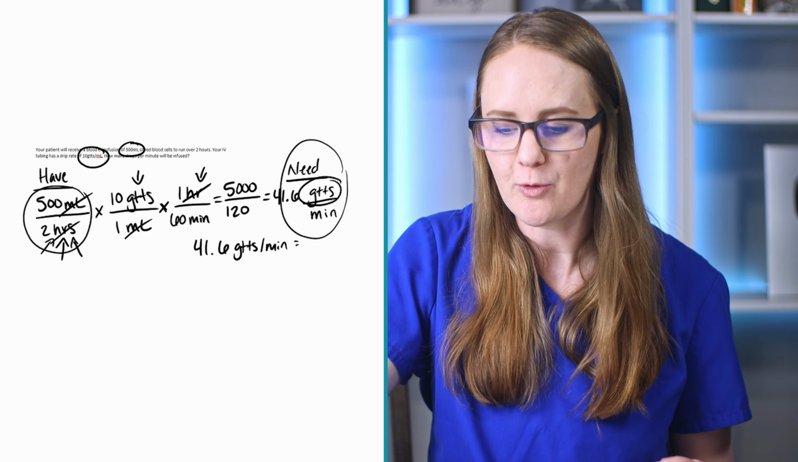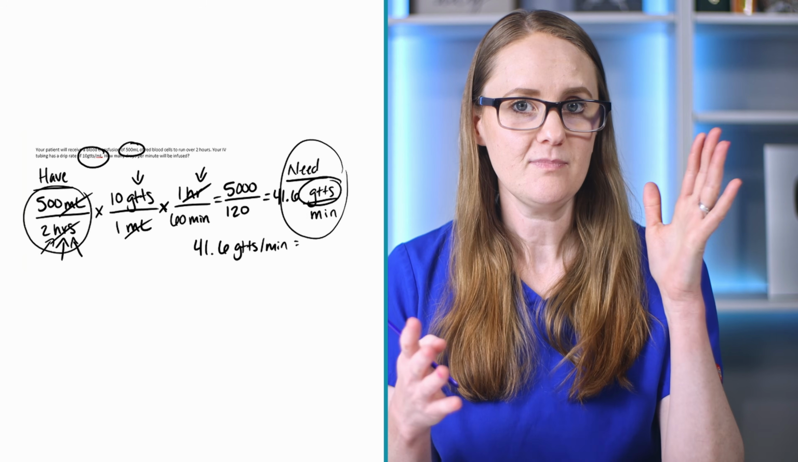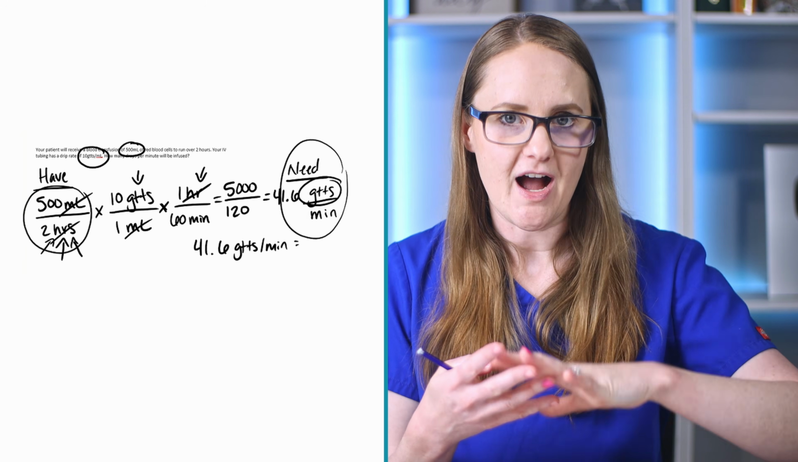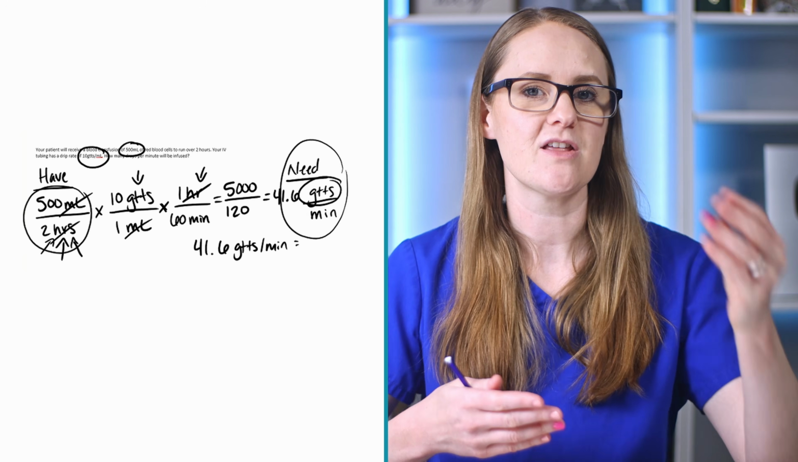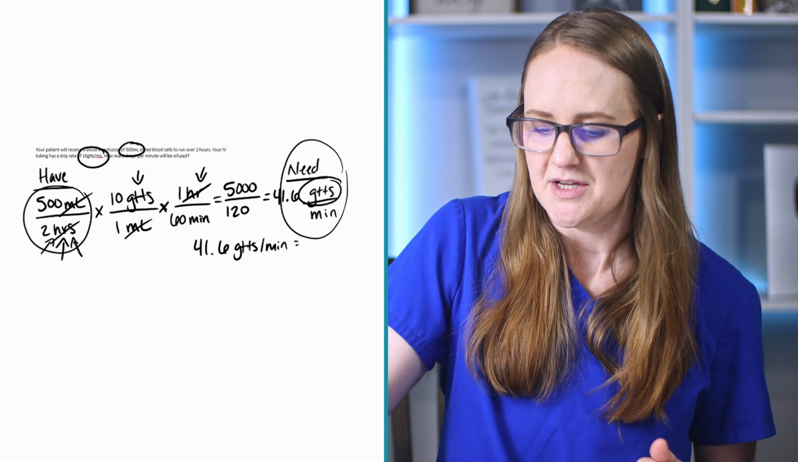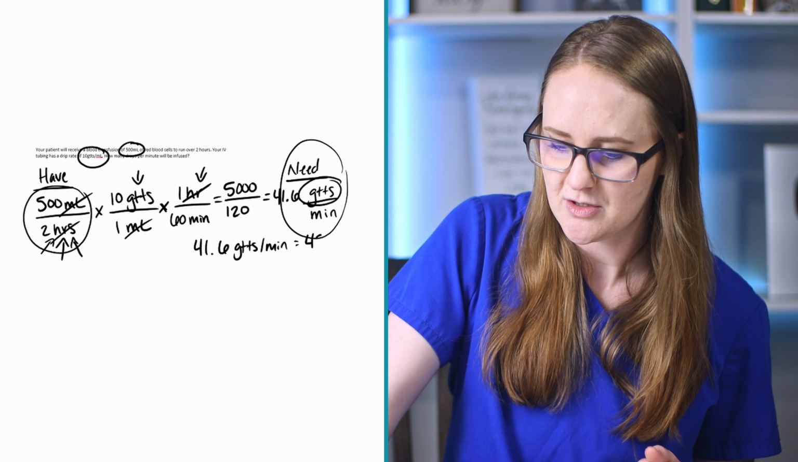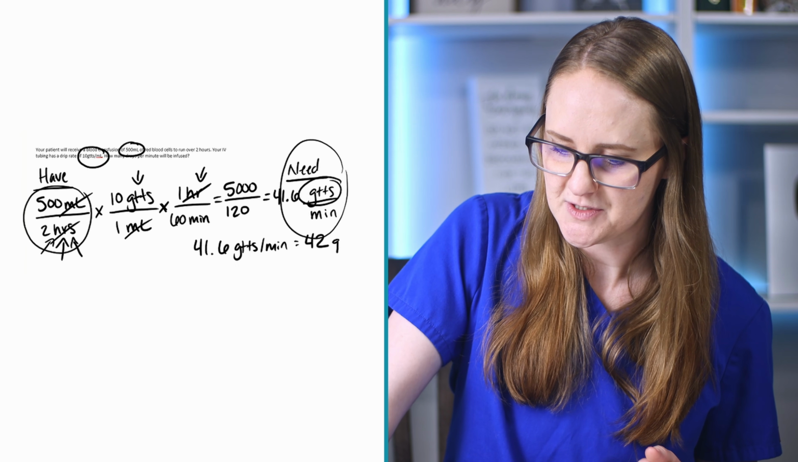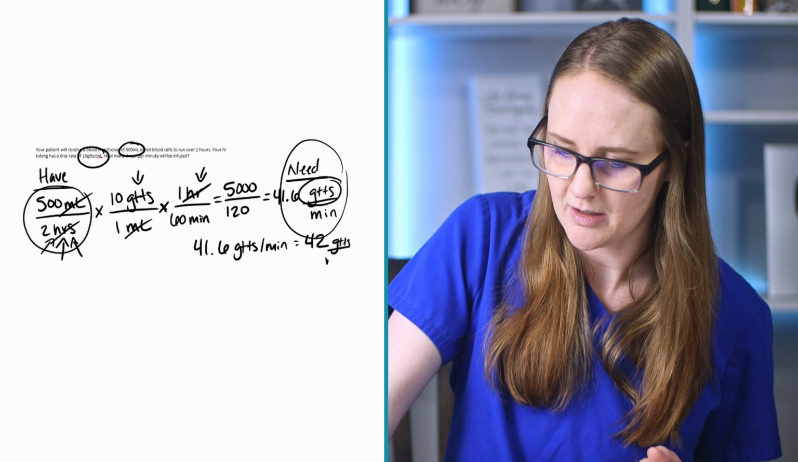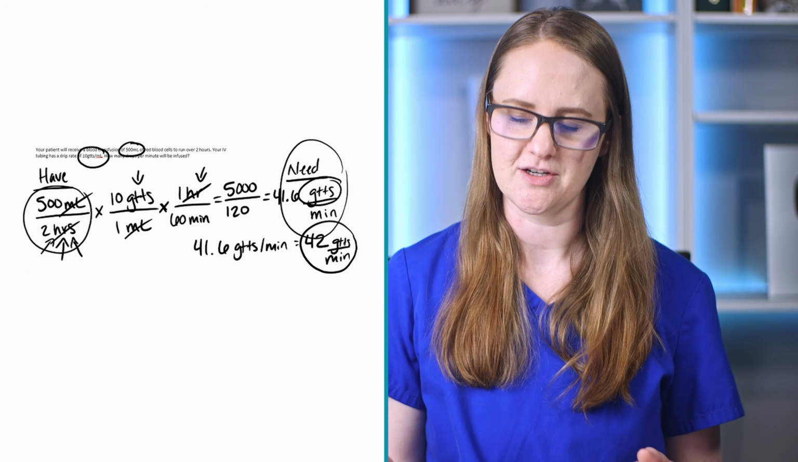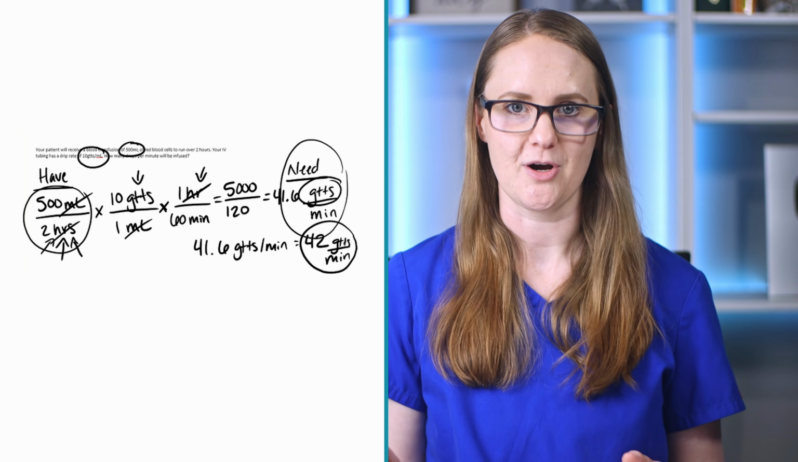Because 41.6 drops per minute is above 5, remember our rounding rules: anything 5 and above gets rounded up. Anything 4 and below is rounded down. So 41.6 drops per minute equals 42 drops, GTTS per minute. And that, my friend, is our answer. 42 drops per minute. So that's the correct answer for this problem. All right, moving on up.